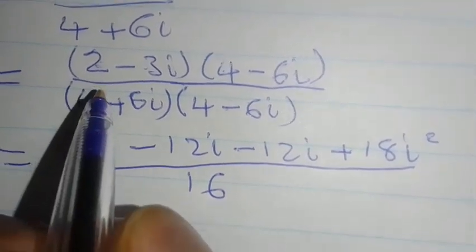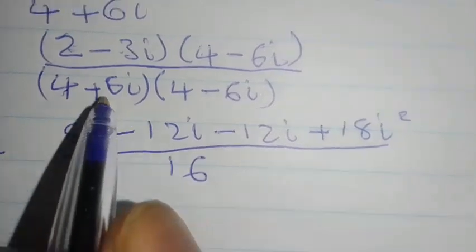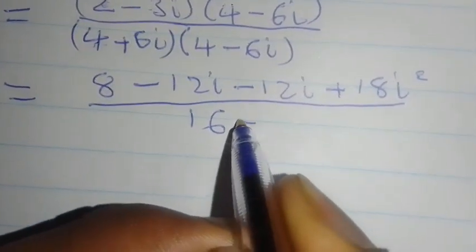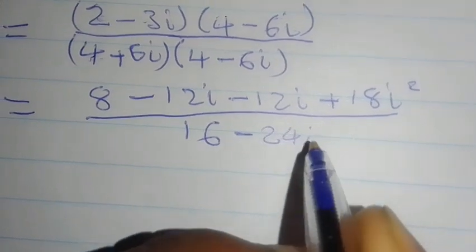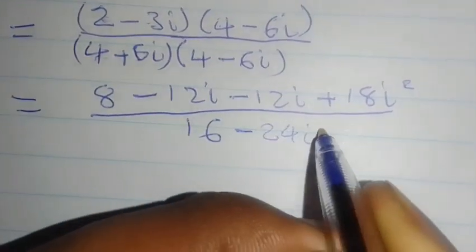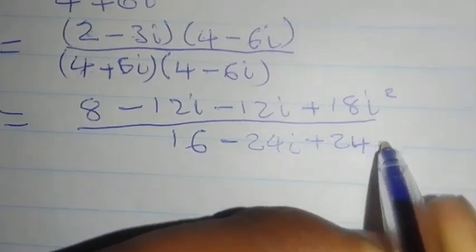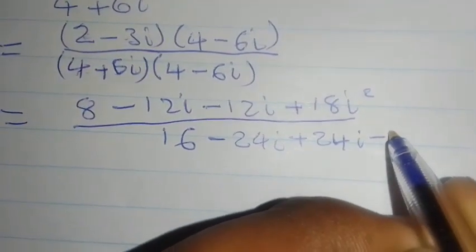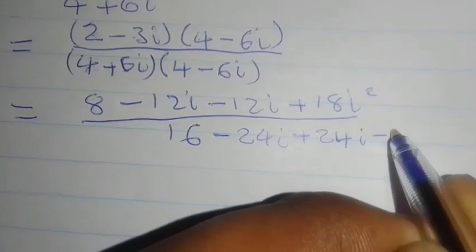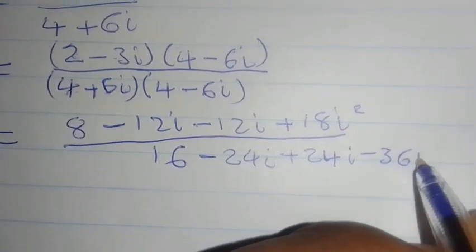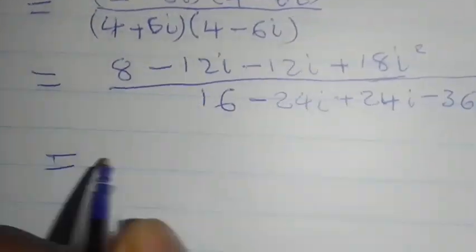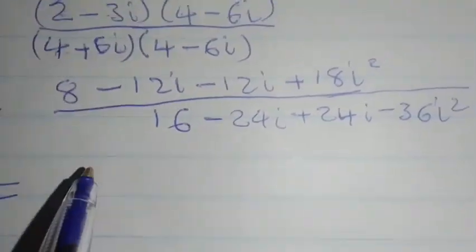And then you'll have 4 multiplied by minus 6i. 4 by minus 6 is going to be minus 24i. And then 6i times 4, that's going to be positive 24i. And then 6i by negative 6i, that's just going to be minus 36i squared. Then you end up with something like this. Group the like terms, or collect the like terms.